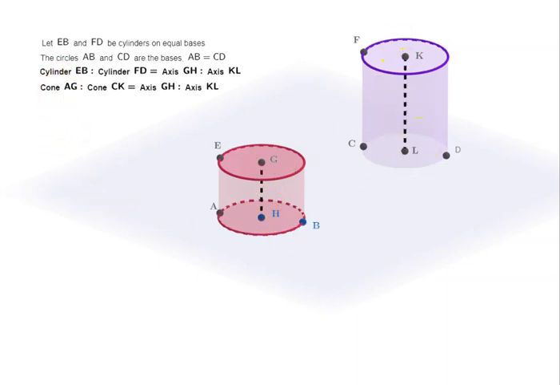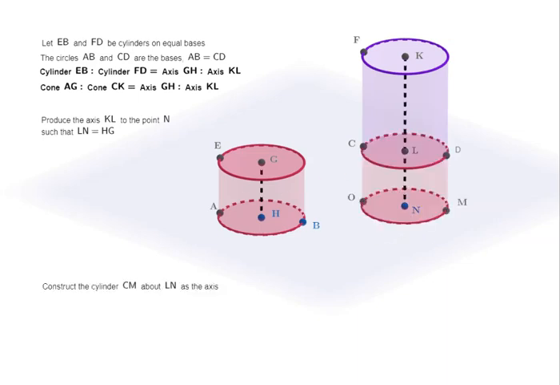Now, cones we will look at later. First, let's look at the cylinders. Produce the axis KL to the point N such that LN is equal to GH. So, first of all, let's produce KL to N, and around this, let's construct a cylinder.